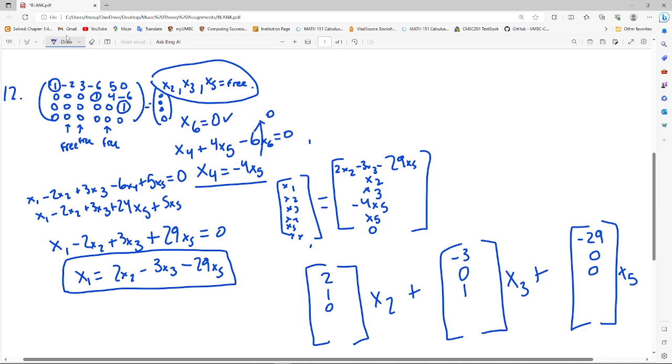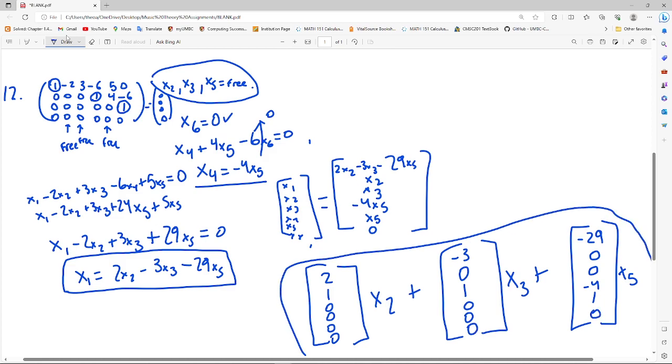x4 is equal to negative 4x5. So that means there's going to be 0 here, 0 here, and negative 4. x5 is equal to x5, so there's going to be no x2s, no x3s, 1 x5. And x6 is equal to 0, so there's nothing here. And then this is our answer in parametric vector form.